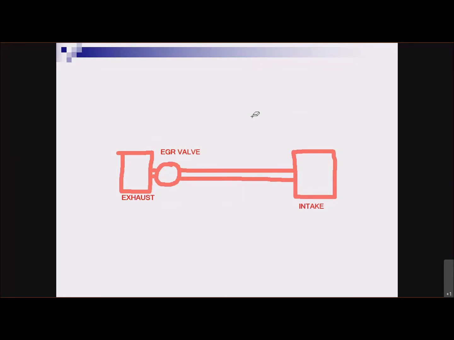And the computer's trying to control this, right? But in order to control it, it needs that feedback to know, all right, I'm opening the valve, but do I need to open it more? Do I need to open it less? How much EGR flow am I actually getting? Where am I at? And so measuring the opening of the valve wasn't good enough.